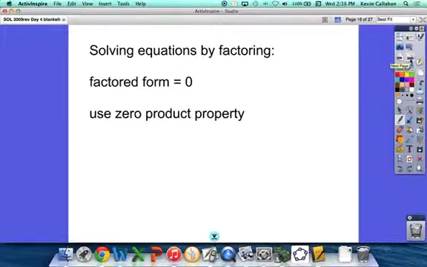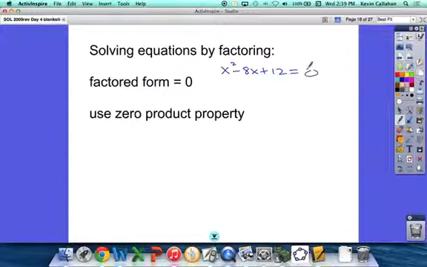Okay, when you solve by factoring, remember that you want to have the equation in factored form equal to 0. So just to make it easier on me, let's say the first homework problem was x squared minus 8x plus 12. That was a factoring problem. If that were an equation that I had to solve, then I need to have that in factored form equal 0. So this is in standard form.